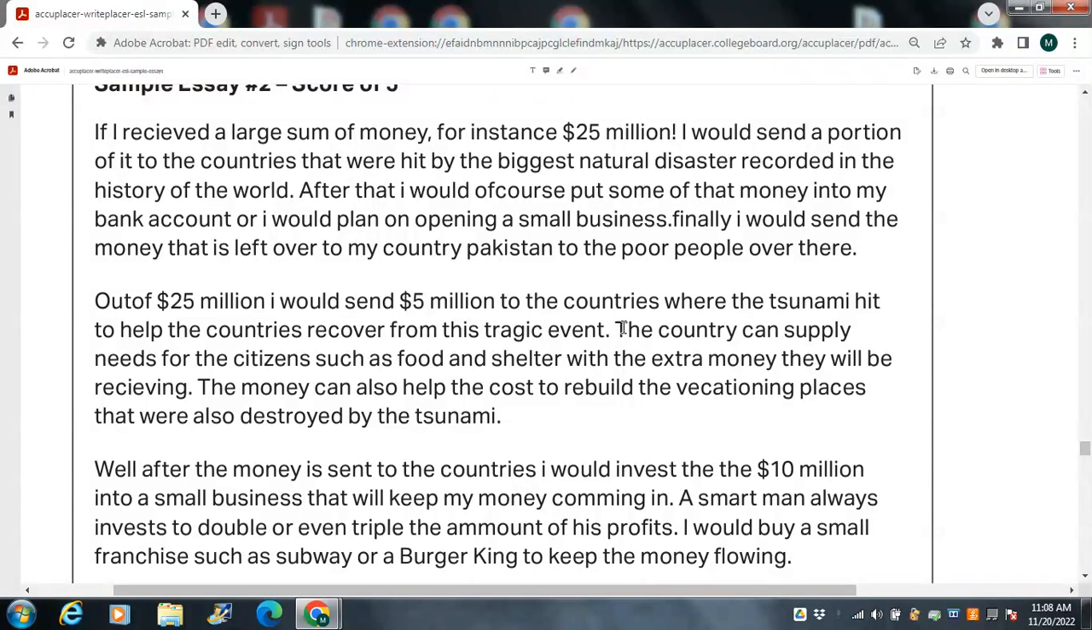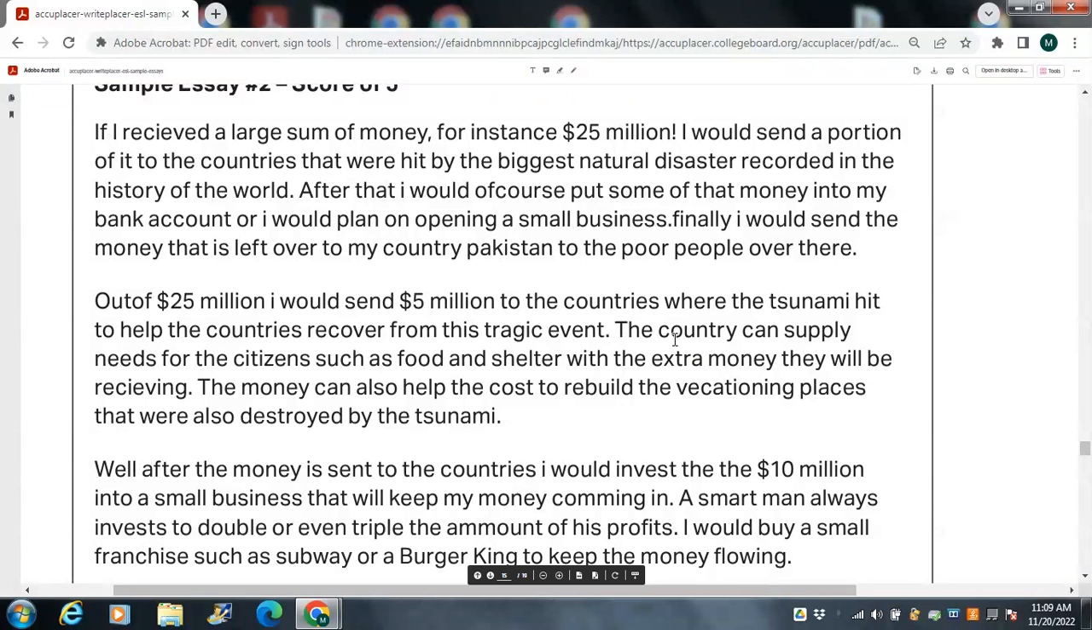However, they just kept it broad, which is fine. And then it says the country, so they went plural, and then it says the country can, so they went singular there, which can again cause a little bit of confusion, but again, at least it's still on topic. The country can supply needs for the citizens, such as food and shelter, with the extra money they will be receiving. So this is again set up almost like a complex sentence.